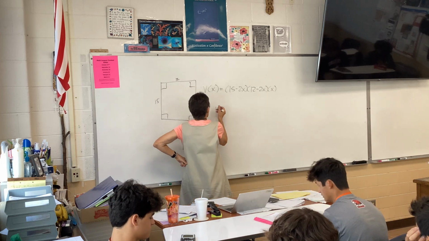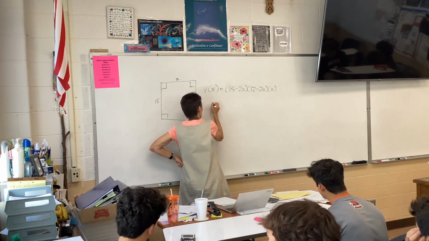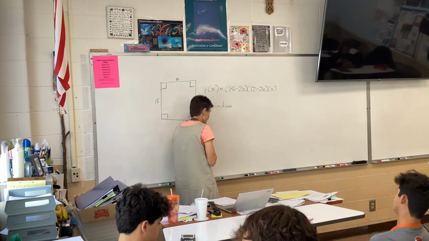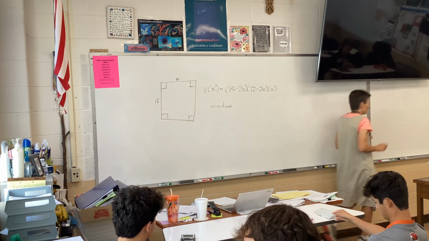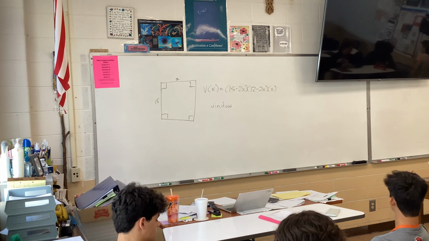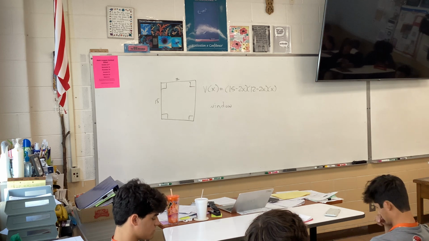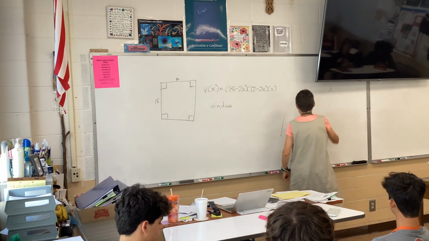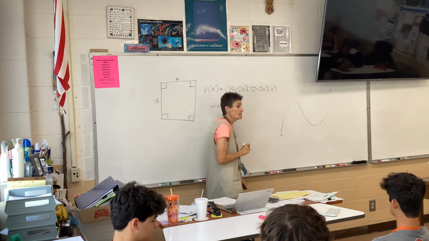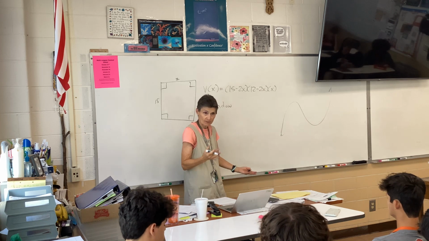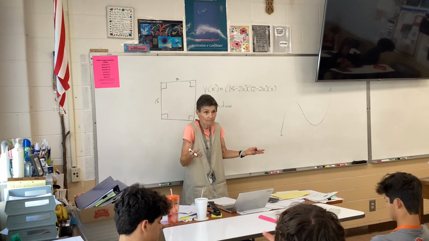To graph it, we have to have our window set so that we can see the part of the graph that we need to see. Guys, if you graph that equation on your calculator, it is going to look like this. Not all of that is reasonable in this problem. This is a word problem.